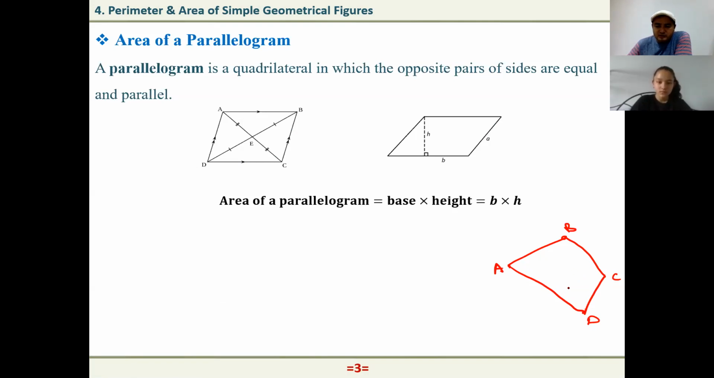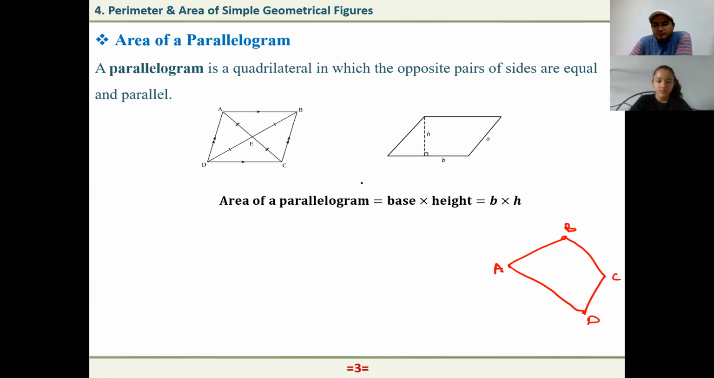Some of these shapes are very special, right? The first one is the rectangle. We already talked about the rectangle. The second one is the square, for example. The third one, which we are going to study now, is the parallelogram. What is a parallelogram? It is a quadrilateral with four sides in which the opposite pairs of sides are equal and parallel. If opposite sides are parallel, and opposite sides are equal to each other, then we call this a parallelogram.